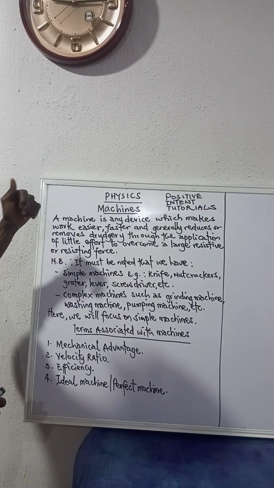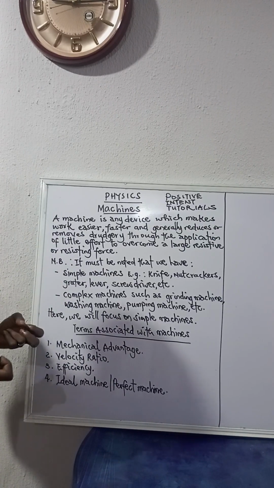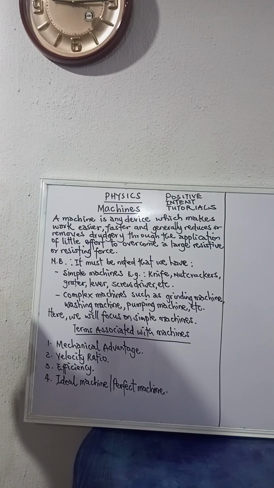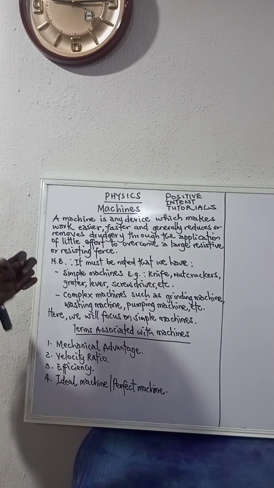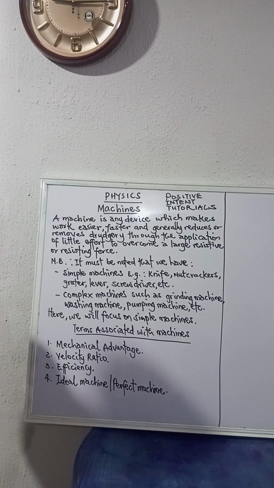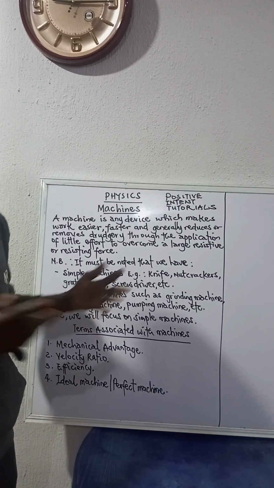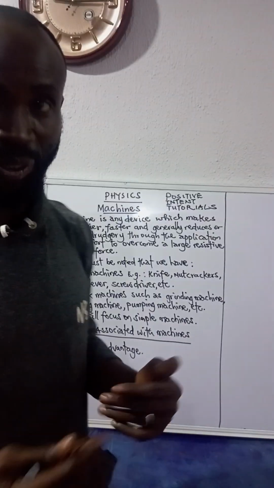So this is a better definition for machine. What's the meaning of a machine? A machine simply means any device which makes work easier, faster, and generally reduces or removes drudgery through the application of little effort to overcome a large resistive or resistance force. That is how simple a machine is.